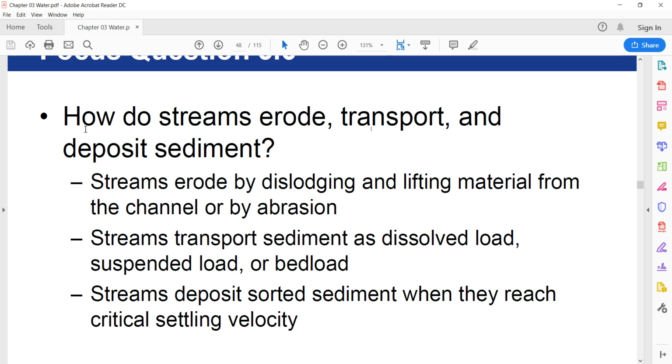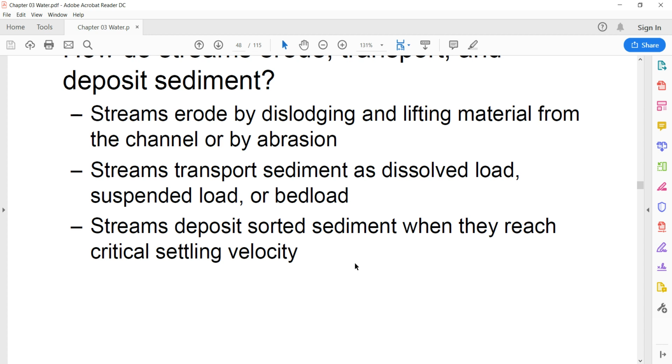Here is just a review. How do streams erode, transport, and deposit sediment? Streams erode by dislodging and lifting material from the channel or by abrasion. This is the process of erosion. A stream transports sediment as dissolved load, suspended load, or bed load. These are the three types of load that the stream carries during the sediment transportation stage. And then finally, a stream deposits sorted sediment when they reach critical settling velocity.